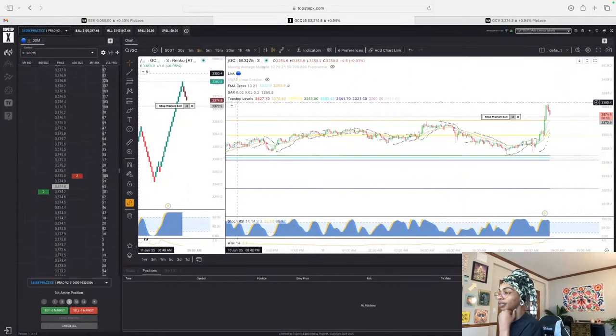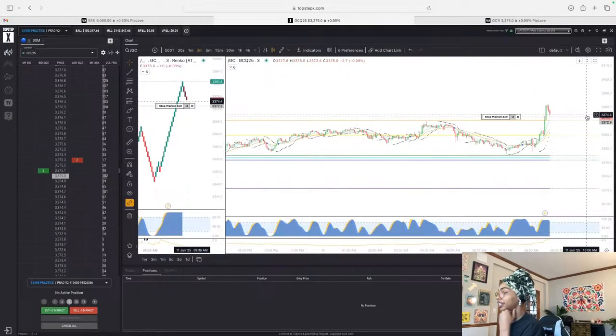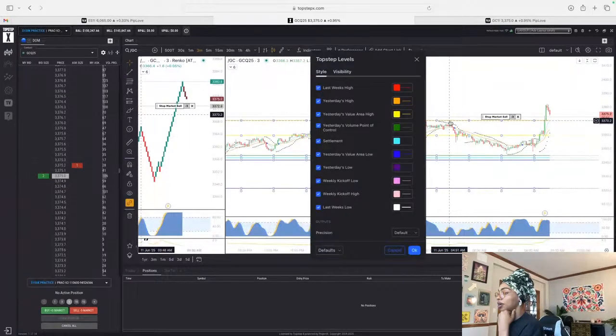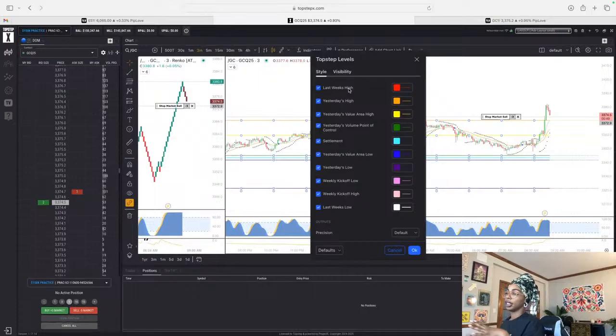So we have our Top Step levels. Top Step daily levels are these lines here. They give you information on last week's high, yesterday's high, settlement. Ding, ding, ding. You guys look that up. Keyword here, something new, and futures coming from the Forex world.